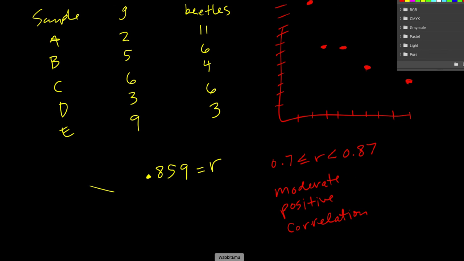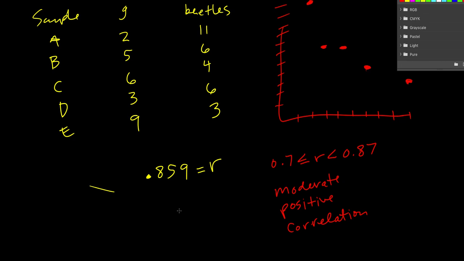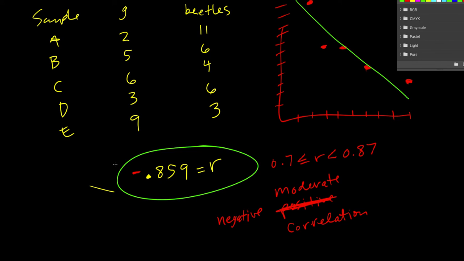Did I miss the negative on there? I think I did. Oh, there is a negative on the R. Do you see that? So this should have been negative, and the only thing that's going to change is the word positive. Because seeing this, if I were to draw a line through this, it would definitely have a negative correlation, or a negative slope. Okay, so once again, I didn't see the negative when I was looking at the calculator. We determine the correlation coefficient, so we have that. And then it says describe the correlation between the two quantities, and that's what this does.